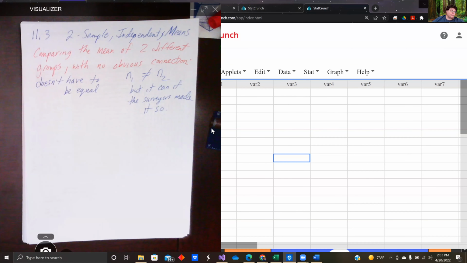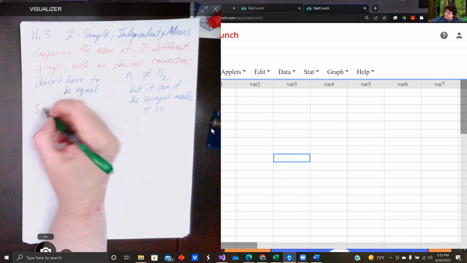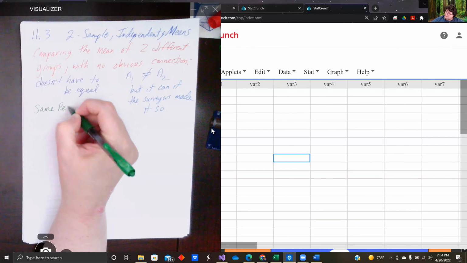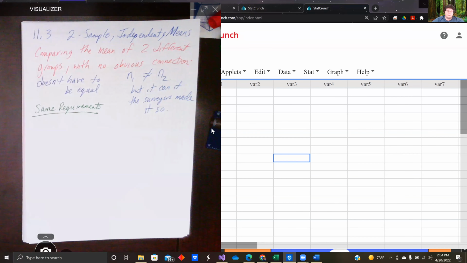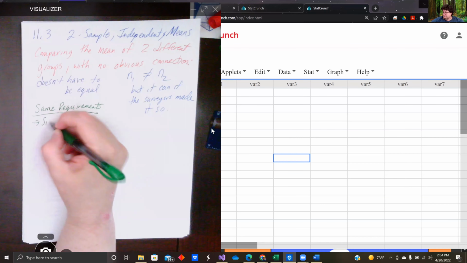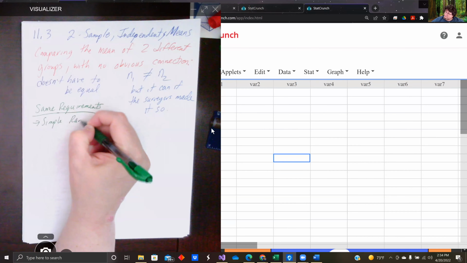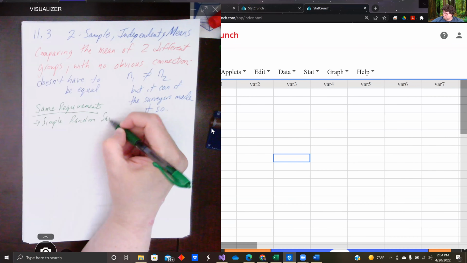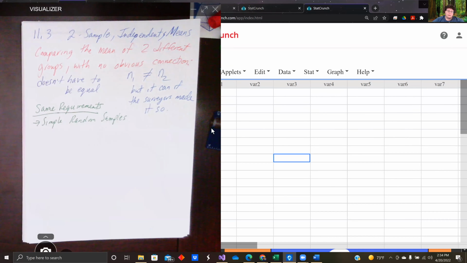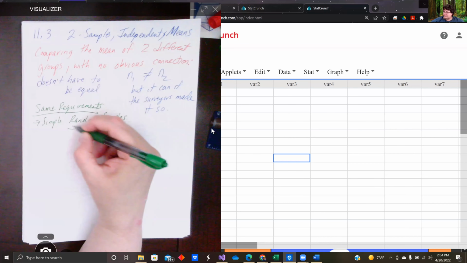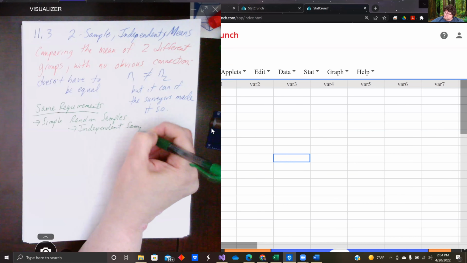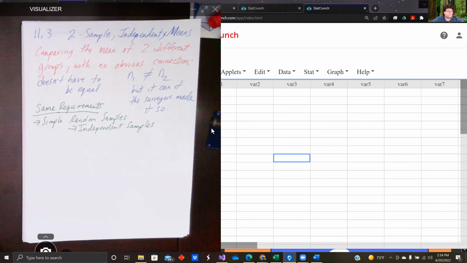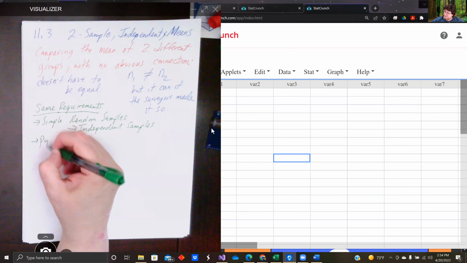We have our same requirements. It's just now expanded to fit two groups. We still want simple random sampling that are independent. And we want the population to be normally distributed.